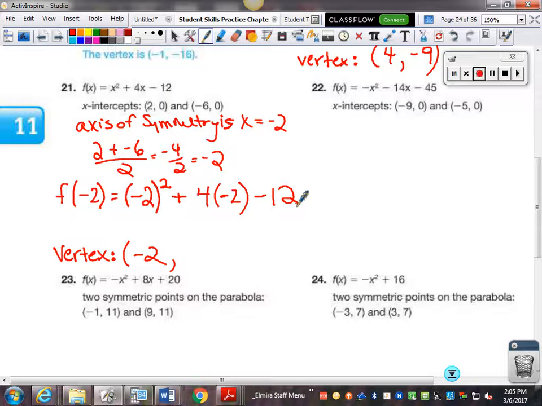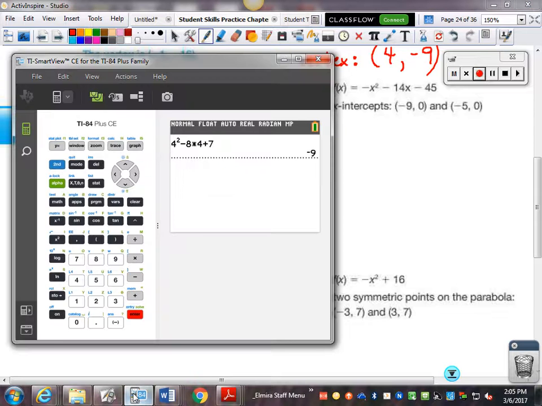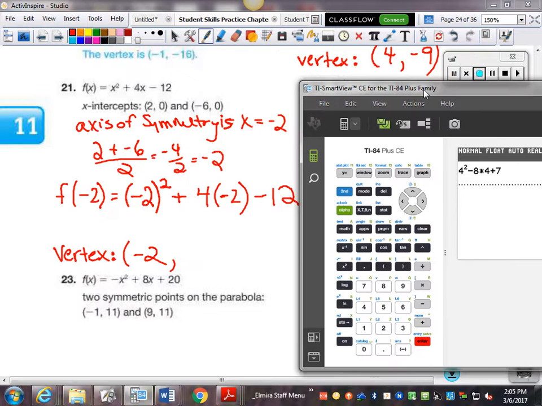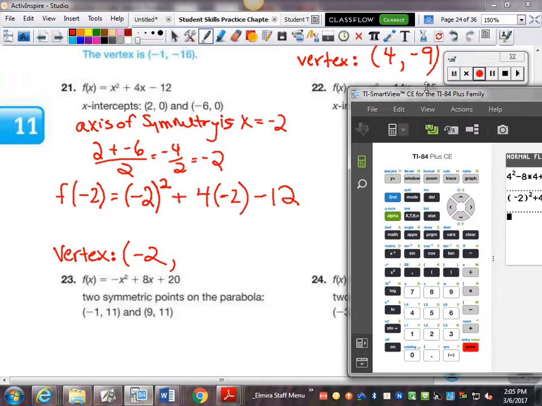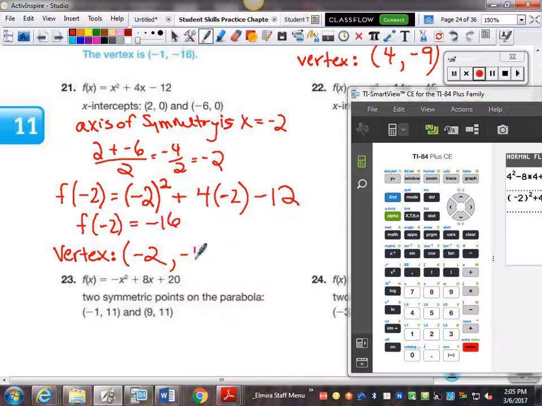Okay? So then that goes in your calculator. Parenthesis, you have to put that negative 2. Make sure you're using the negative key, not the subtract key. Squared. Okay, negative 16. And there you go, you got your vertex.